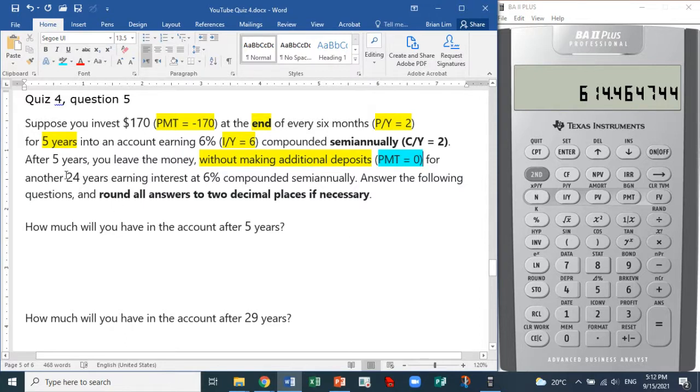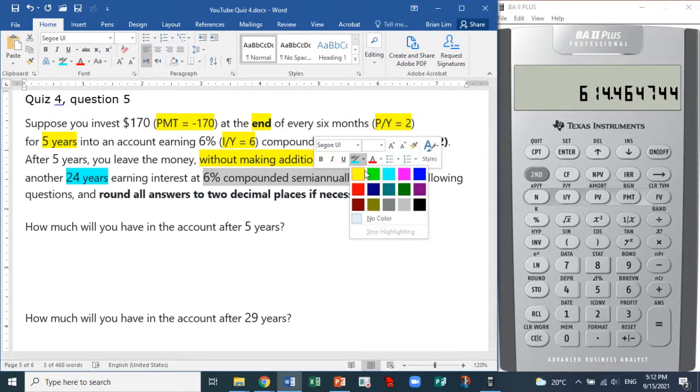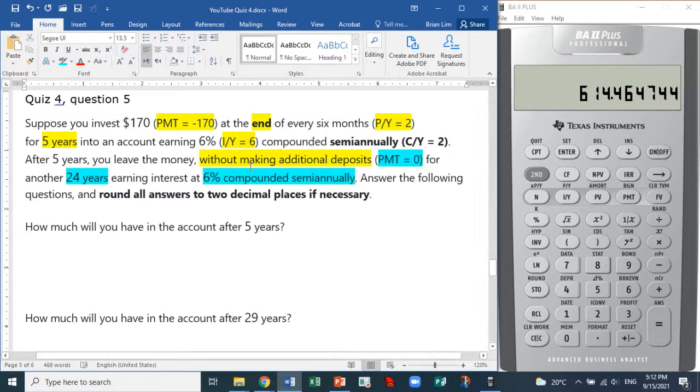All right, for 24 years. So this is also important, but this is the second part. So let's use the turquoise, and it's the same 6%, so we don't have to worry. 6% compounded semi-annually, no change occurs. Okay, answer the following questions. How much will you have in the account after 5 years? After 5 years, we are computing the future value.